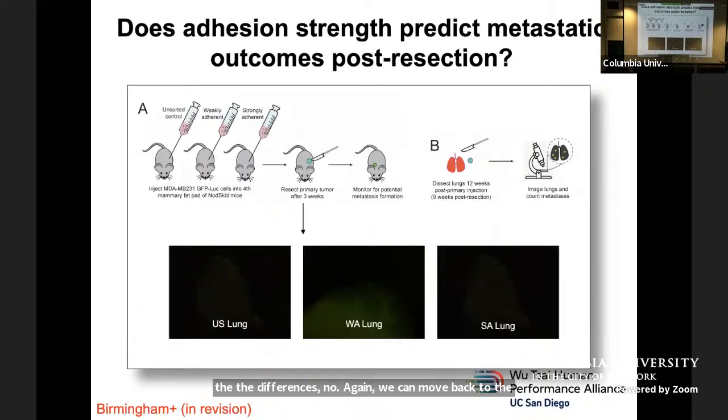So let me just walk through the experiment. We do the injection, right? We remove the primary tumor at 3 weeks. We close up the mouse and we monitor the mouse for another 9 weeks. Now, presumably we got all the tumor, and so we leave the tumor adjacent stroma alone, right? So if there are any dormant cells present in that stroma, then they can cause metastases.